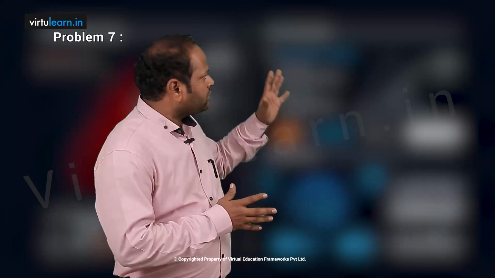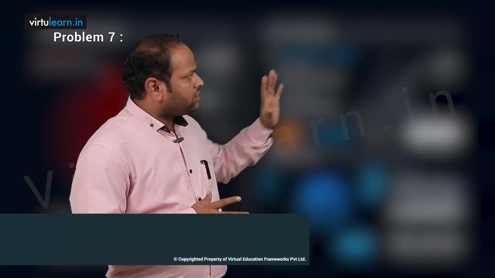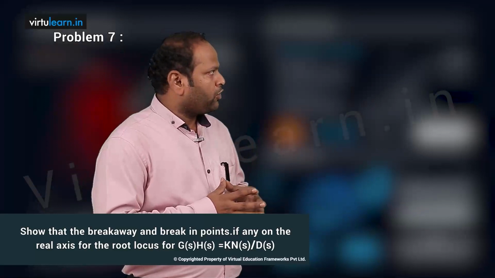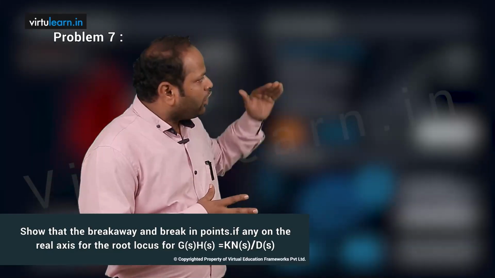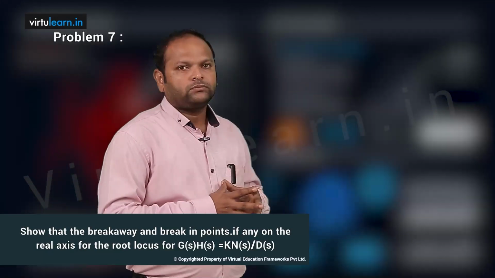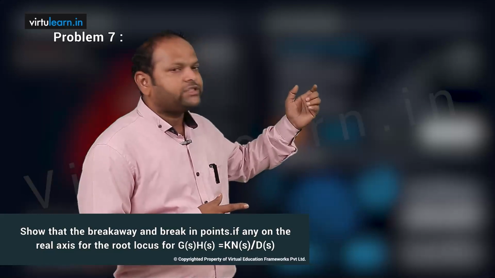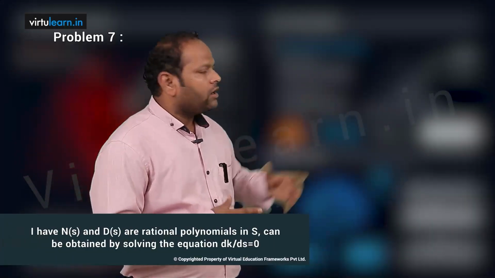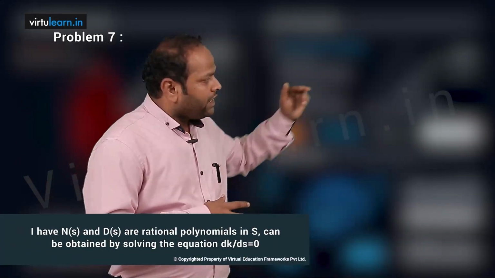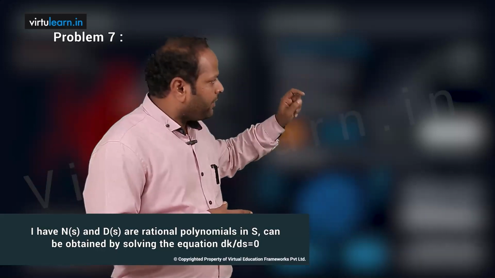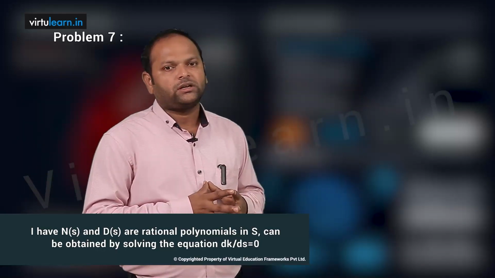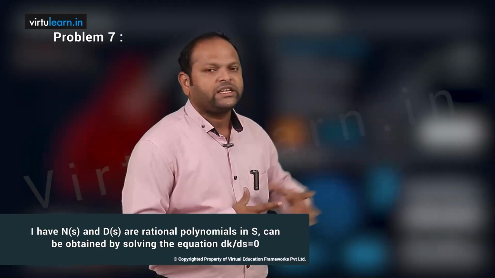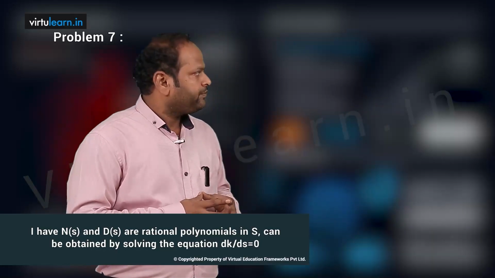Problem in root-locus diagrams. The problem statement goes like this. Show that the breakaway points and break-in points, if any, on the real axis for the system in the form G H of s is equal to k into N of s by D of s, where N of s and D of s are polynomials in s, can be obtained by solving the equation dk by ds is equal to 0.